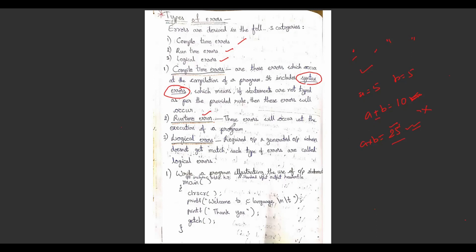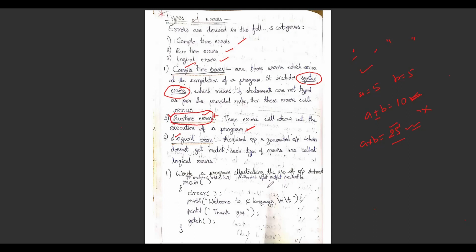Then you have runtime errors. Runtime errors occur at the execution of a program. When you come across compile time errors and logical errors, you can get back to the program, modify it, and re-execute it. But when you come across runtime errors, there won't be any re-execution. The program gets terminated there itself. So runtime errors can't be modified. In Java, you have a special concept called exception handling, where you handle these runtime errors.